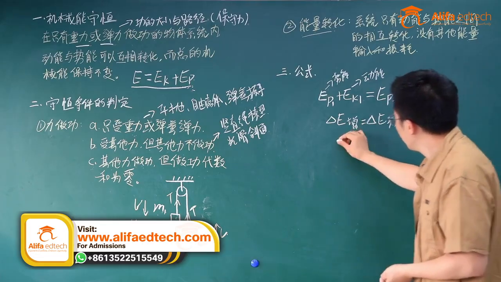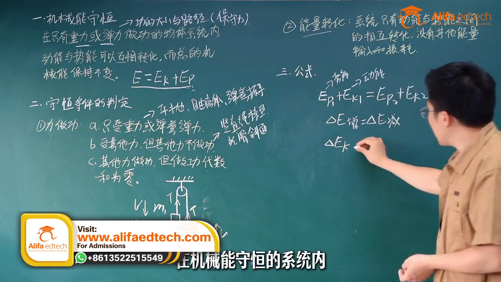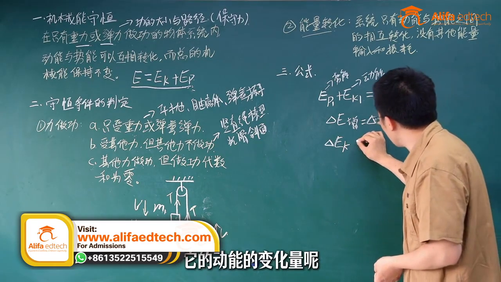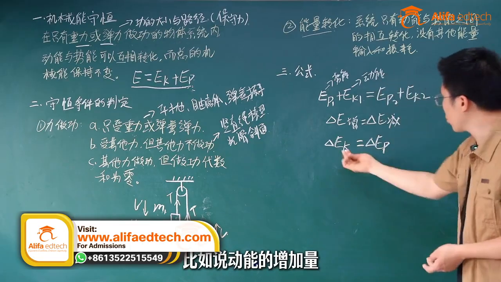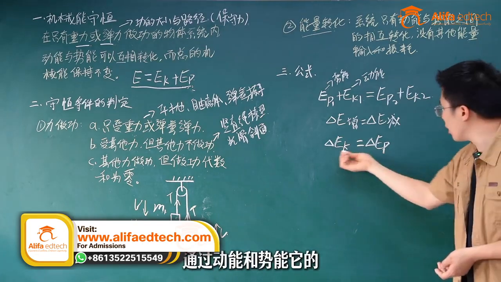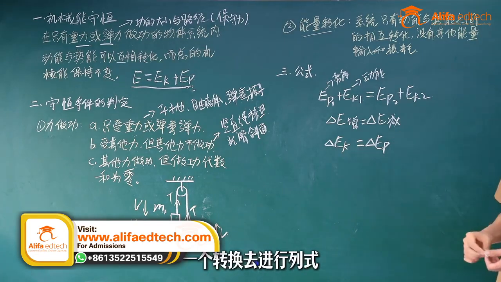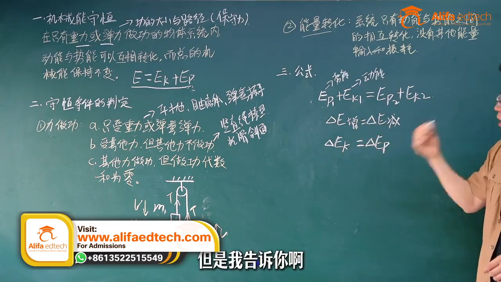Then, the third method is to use the change in kinetic energy within an object or system to set up the equation. In a system where mechanical energy is conserved, the change in kinetic energy is equal to the change in potential energy. For example, the increase in kinetic energy is equal to the decrease in potential energy, expressing the conversion between kinetic energy and potential energy. These are the three expressions for the conservation of mechanical energy that many people talk about.